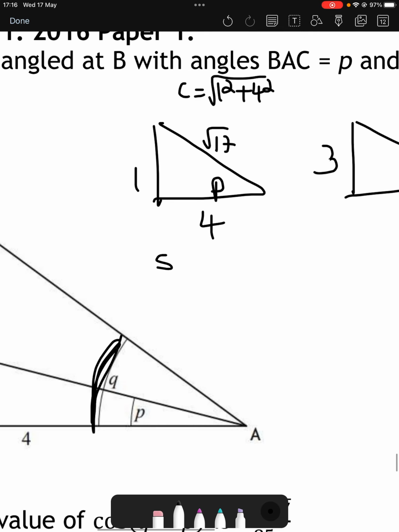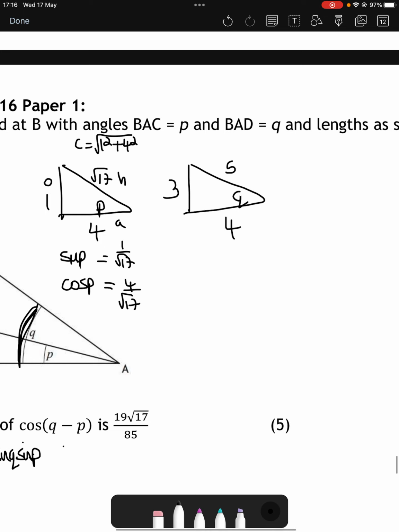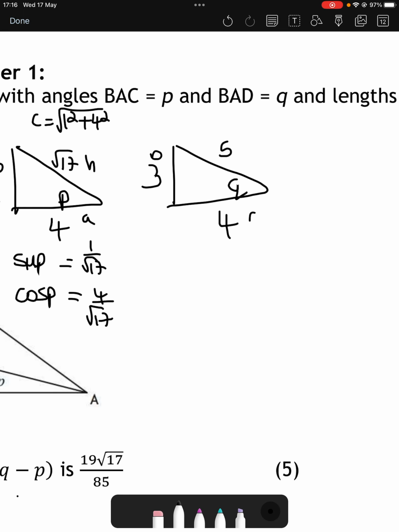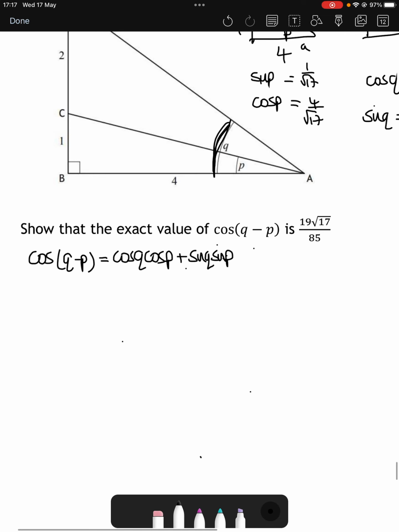Right, get your information. So sine P and cos P. Okay, SOHCAHTOA, opposite over hypotenuse, and then adjacent over hypotenuse. And then we're going to do the same here. So I had a cos first, but anyways, so adjacent, and then sine Q is opposite over hypotenuse. Right, so we need to sub all these into here and make sure you do it accurately.